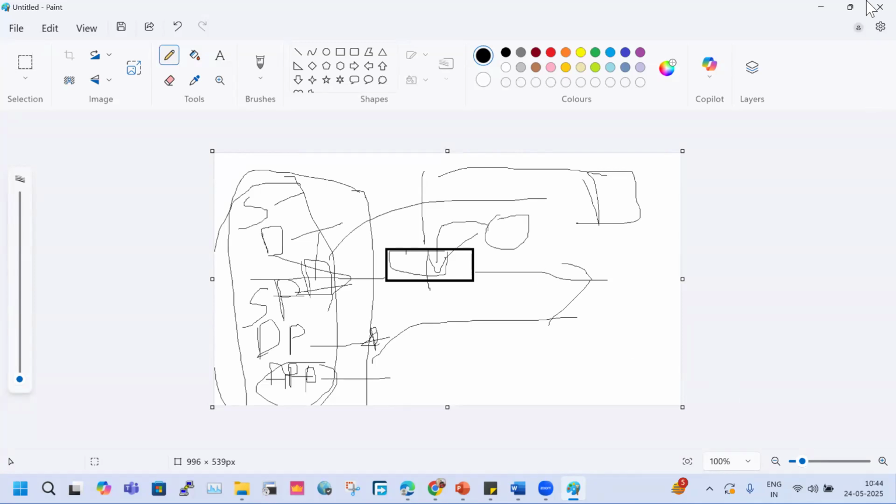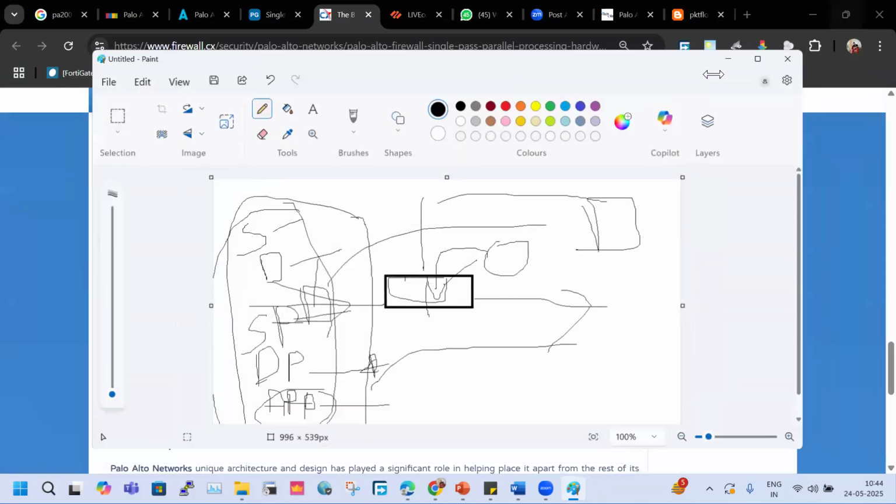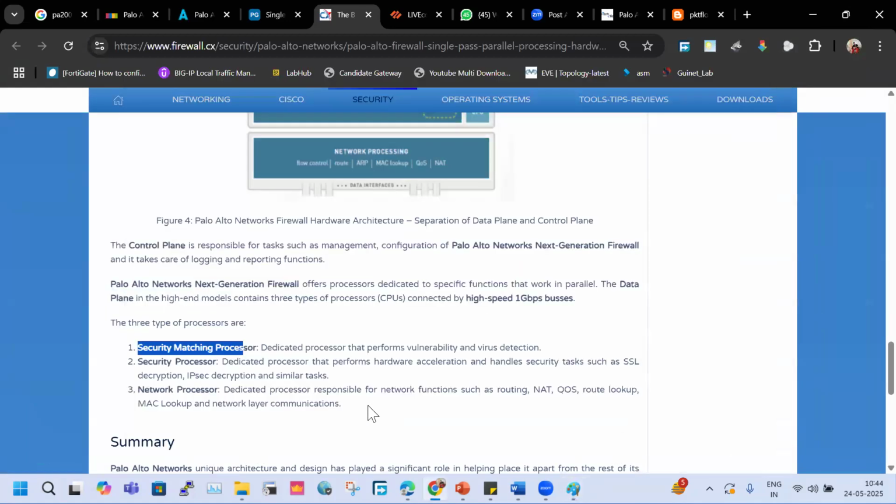Previously we had a separate box for IPS. But now in the next generation firewall, IPS or IDS only comes built in with your Palo Alto firewall itself, right? It is integrated in the firewall only. So whoever worked in IPS previously can easily do this. Okay, so understand, guys.